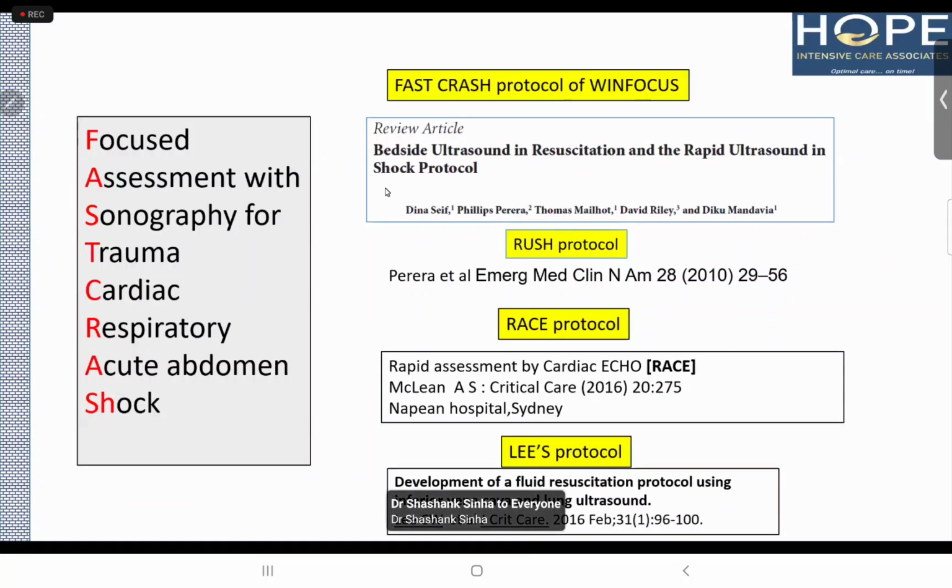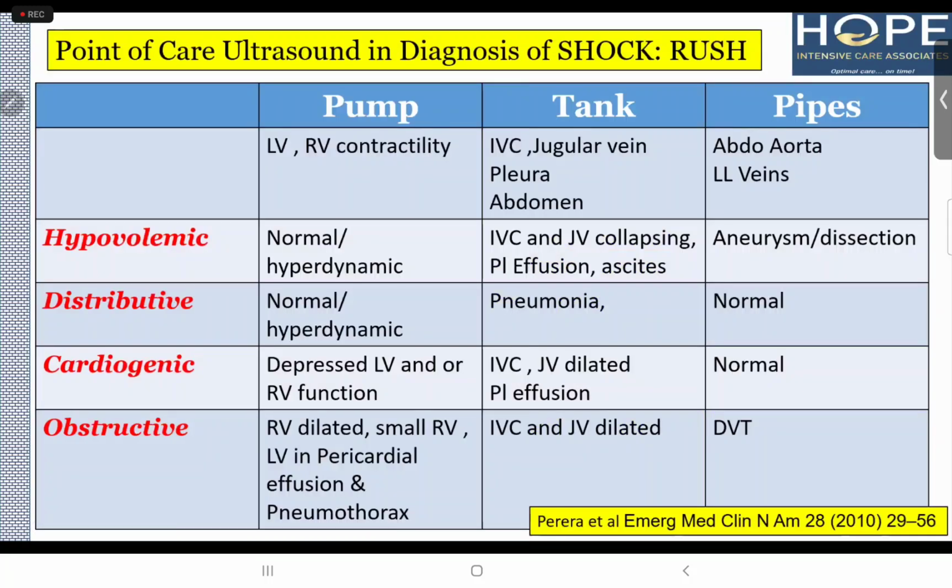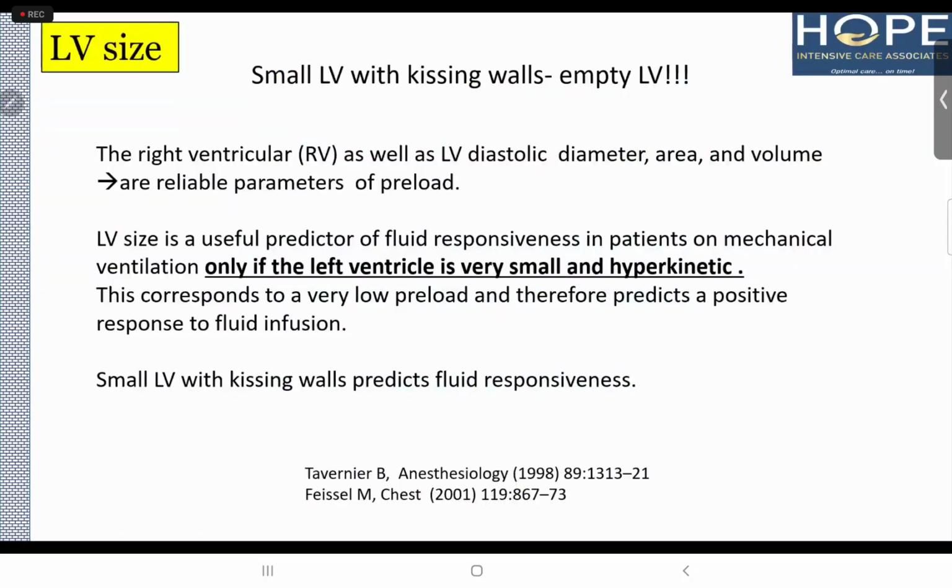I don't need to repeat which type of findings you will expect in pump, tank, and pipes. You must have already studied the causes of shock. In the interest of time, when you start looking at the heart, or the pump, look at the left ventricle. If you need more than 15 centimeters of depth to accommodate the total heart on your ultrasound screen, you start thinking this heart is big. And if it is smaller, look at whether the LV walls are kissing.